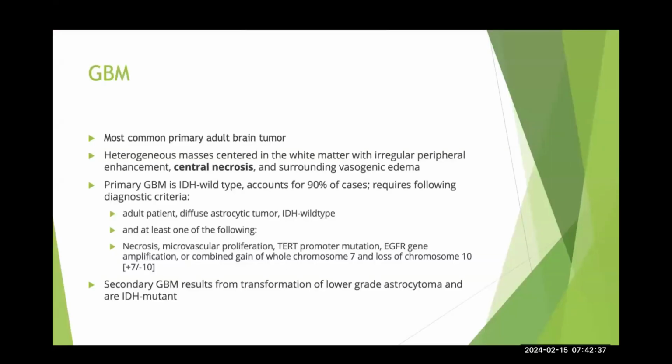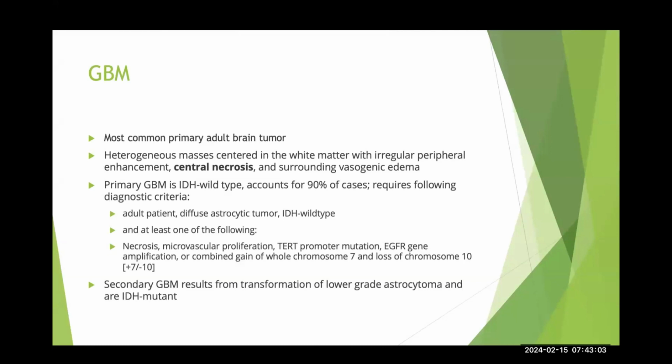All right. Thank you, Dr. Gultekin. So as you mentioned, it's primary GBM, most common adult primary brain tumor, can be very heterogeneous appearing masses, typically centered within the white matter, regular peripheral enhancement, and the classic hallmark is central necrosis that separates it from the other lower grade gliomas, and can have a variable amount of surrounding vasogenic edema.